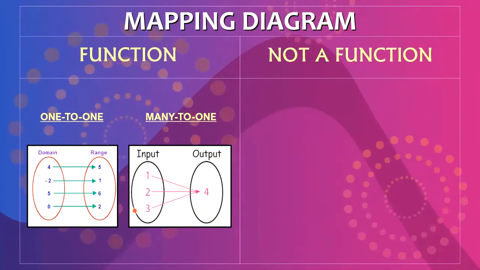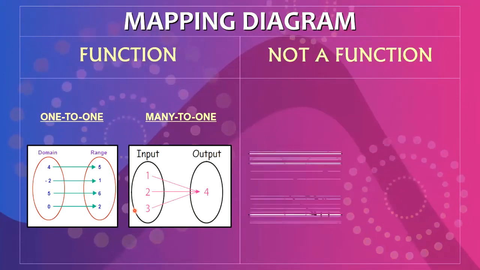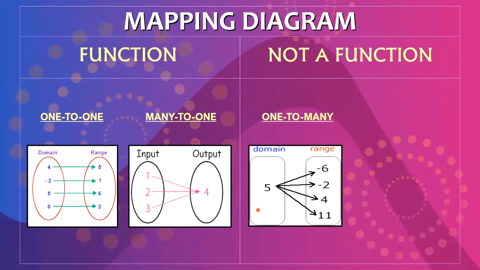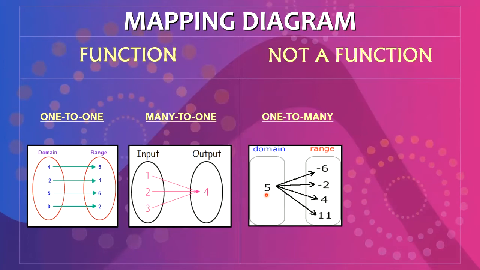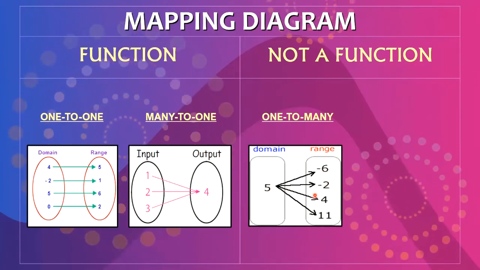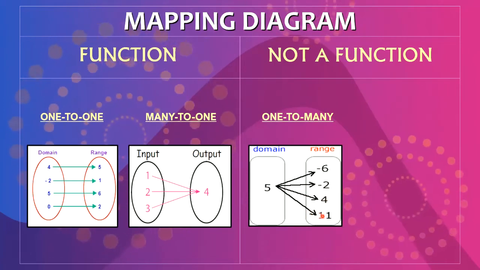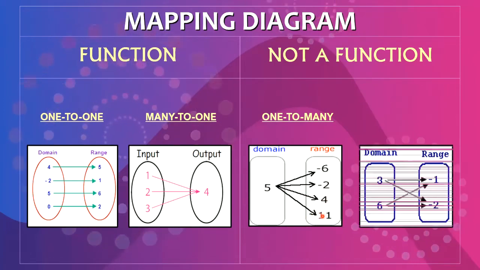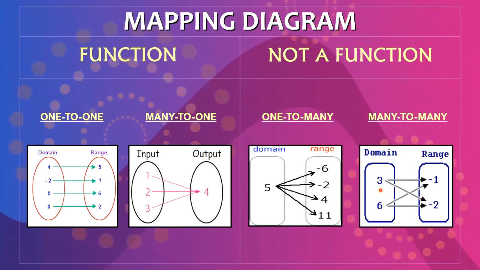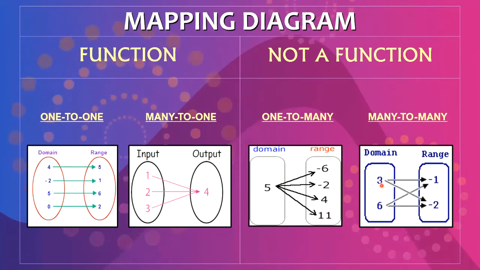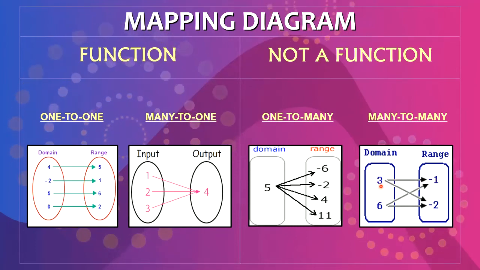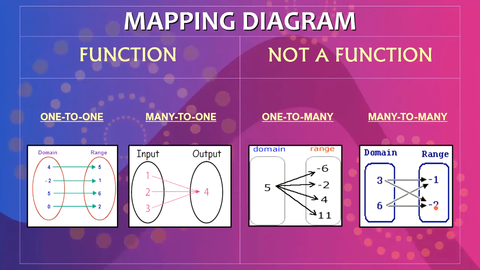A mapping diagram is not a function if si x nagbalik-balik. So, yung ani iyang illustration, 1 to many. 5 and negative 6, 5 and negative 2, 5 and 4, 5 and 11. So, 1 to many is not a function. And the last one, we have many to many. It is not a function. Kay si x nagbalik-balik, no? 3 and negative 1, 3 and negative 2.